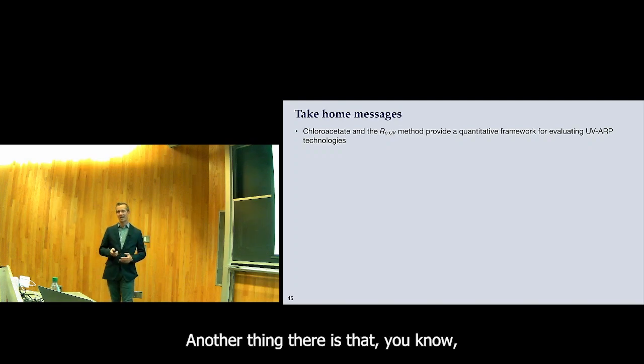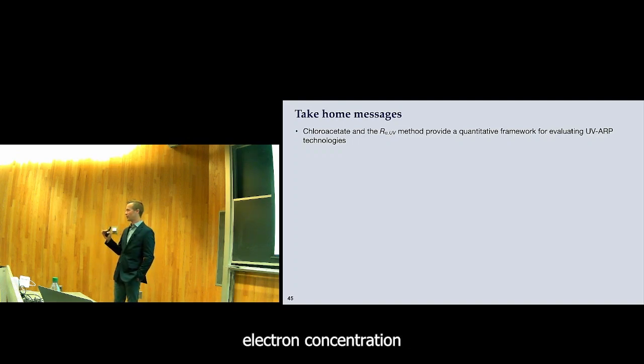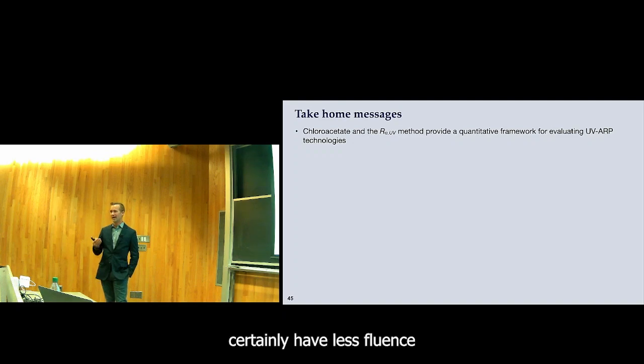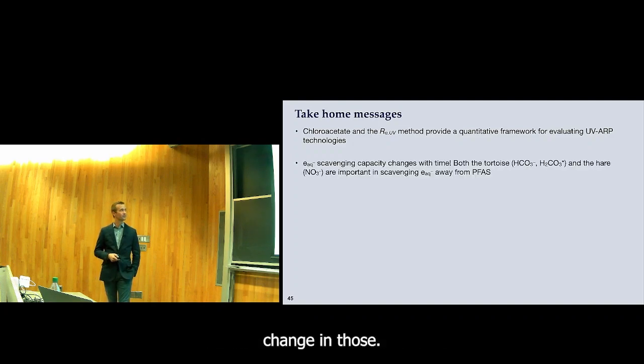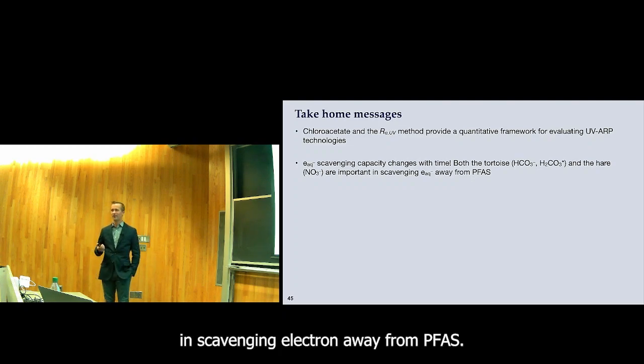Another thing there is that we see this really extreme time dependence in the aqueous electron concentration over this time scale. And what that's making me think about is other photochemical processes, like UV-AOPs, which certainly have less fluence than we do here. I'm wondering how much our scavenging capacity and other photochemical parameters change in those. Both the tortoise and the hare are important in scavenging electron away from PFAS.